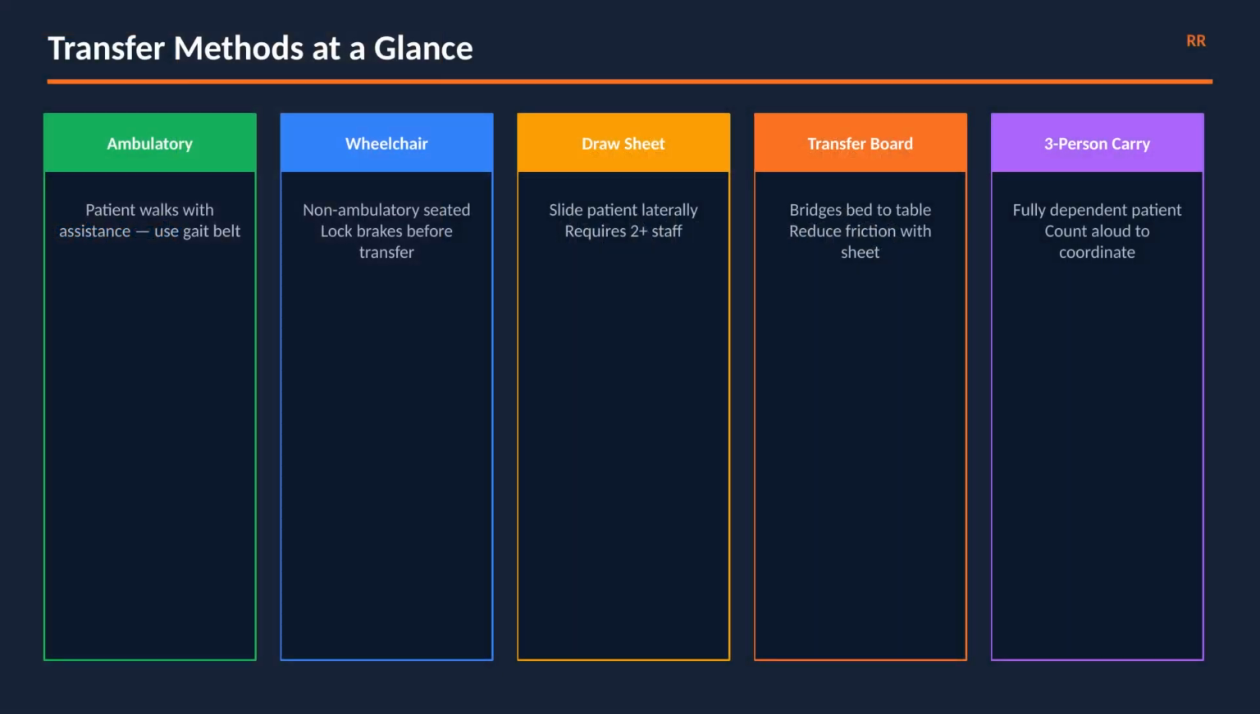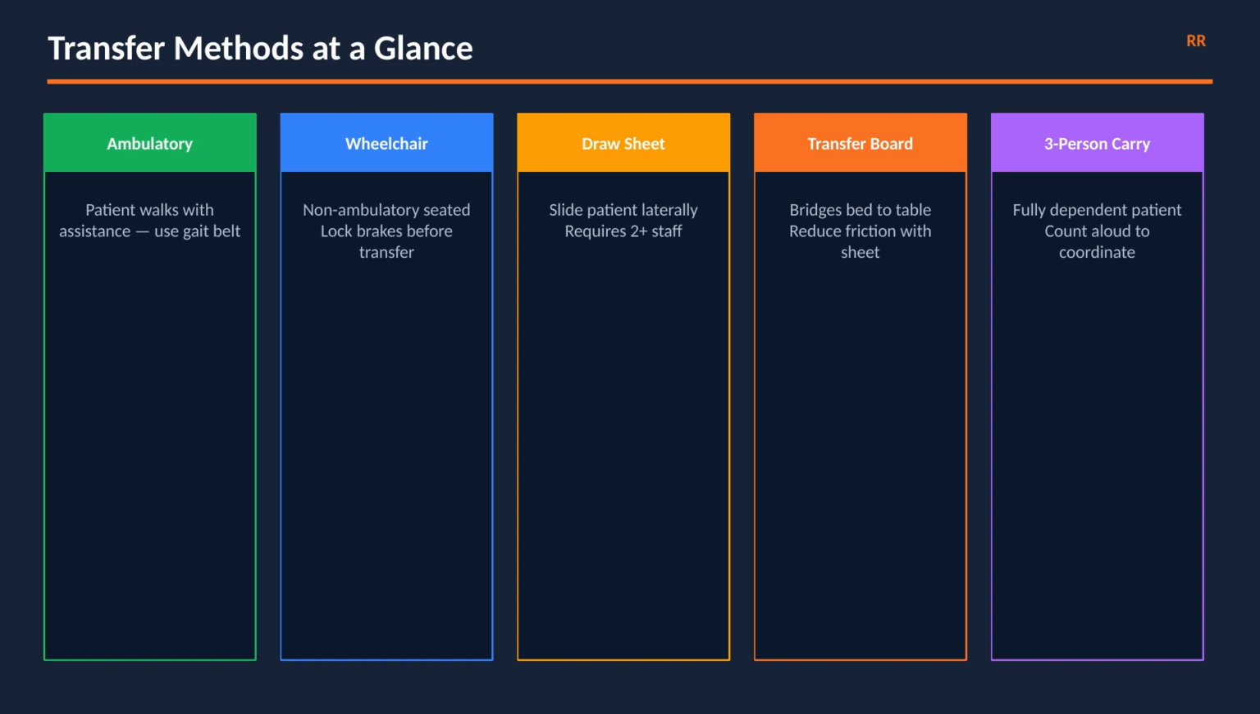Ambulatory transfer. Patient walks with assistance. Always use a gait belt. Never let go until the patient is seated or secured. Wheelchair transfer. Lock the brakes first. Every time. Before any transfer begins.